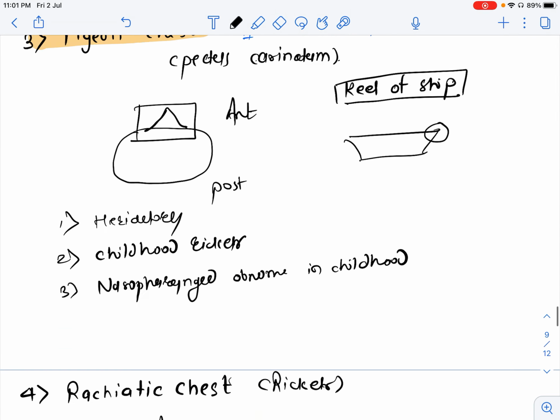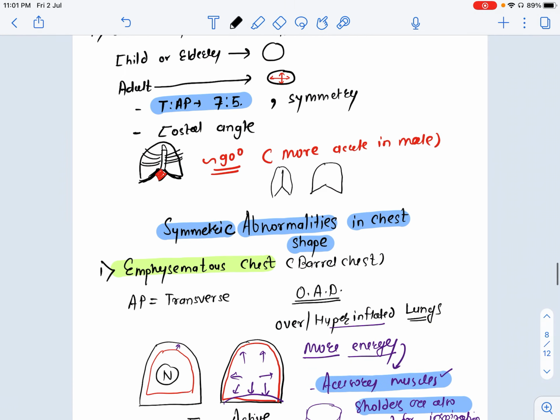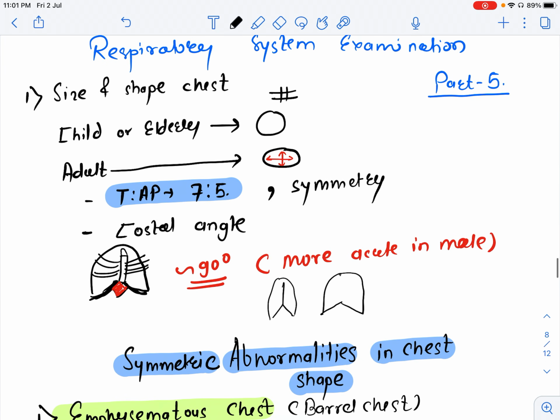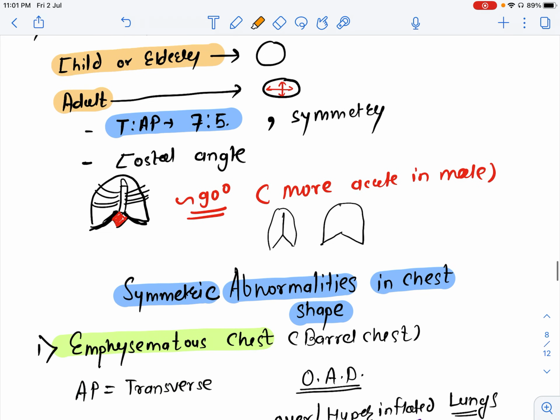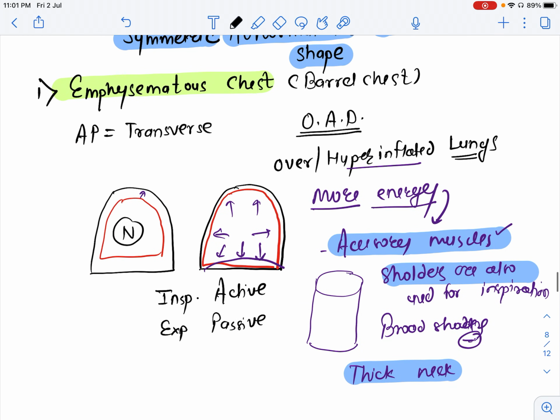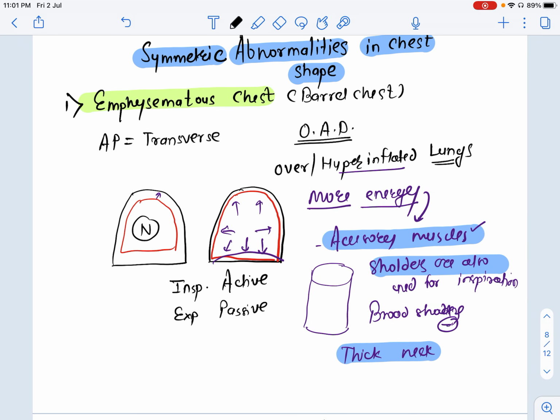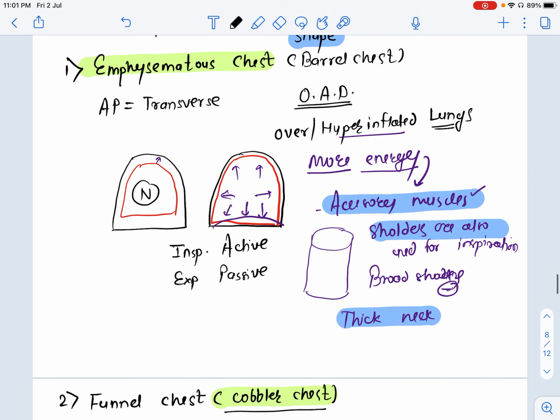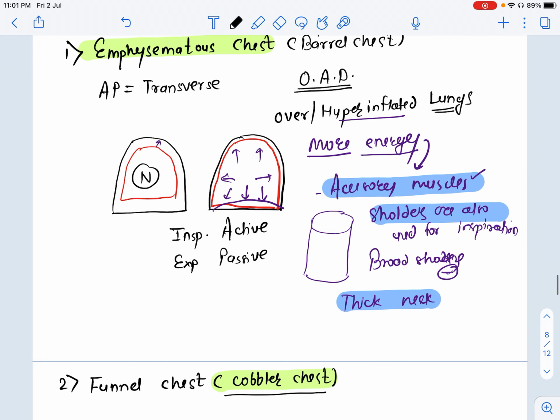Okay, so we'll quickly revise the abnormalities in the chest shape. Normally the chest of a child or elderly will be circular. Adult will have a transverse or elliptical shape. Now this transverse to anteroposterior diameter will be of 7 is to 5 ratio. It will be symmetrical, with a costal angle of around 90 degrees. First abnormality, which is a symmetric abnormality, is emphysematous chest. Seen in smokers or emphysema.